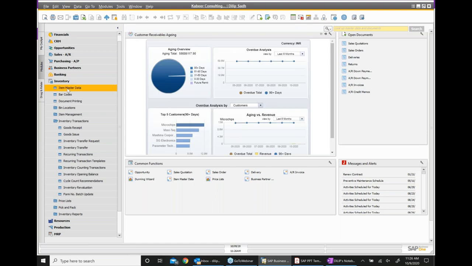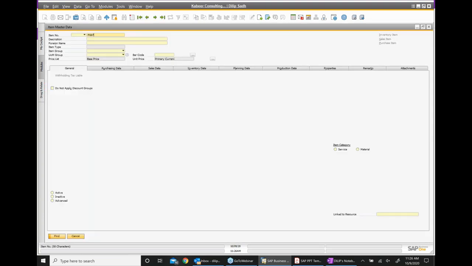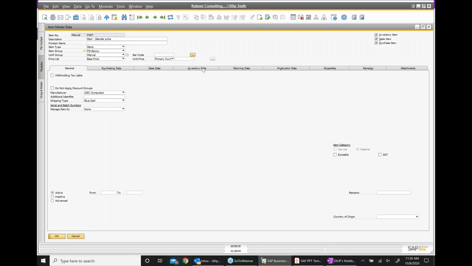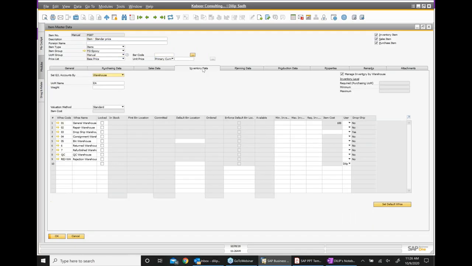So we set up 100 for this item. This is FG07, my item. If you go to inventory data, now if you look at it here, it is a standard valuation method. And what is the item cost? Item cost is 100. This 100 we set up. This is the manual setup we have done, that this item costs 100 per piece. Then we close it.